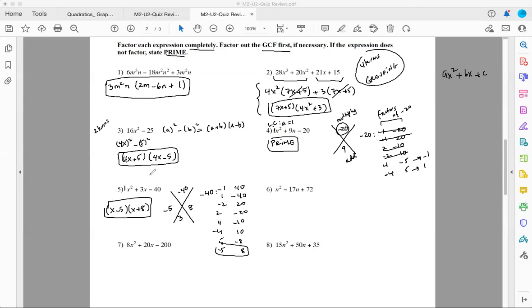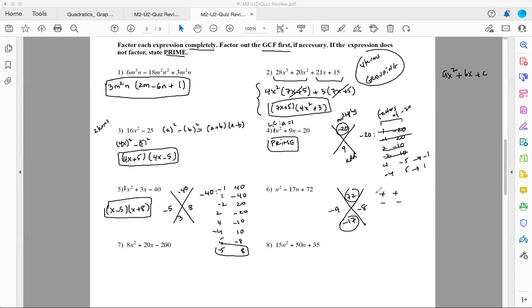Okay, so this is number 5. Number 6, same idea. What two numbers multiply to 72 and add up to negative 17? I'm thinking of 8 and 9, but when the product is positive, that means both numbers you're multiplying are either positive or they're both negative. Because the sum is negative, they must be negative, right? So I'm thinking -9 and -8.